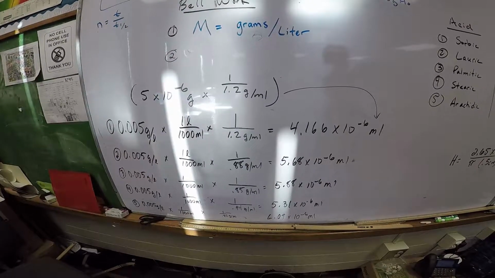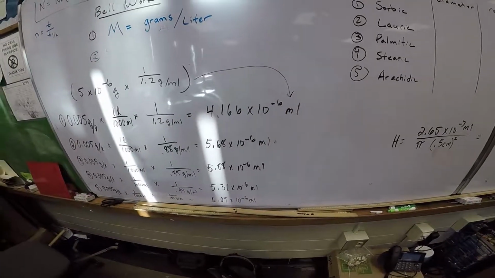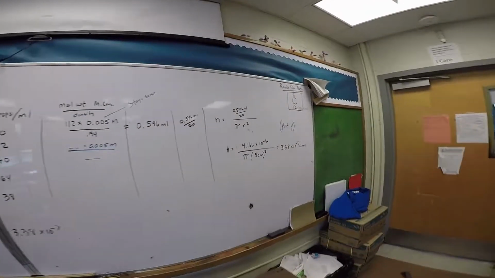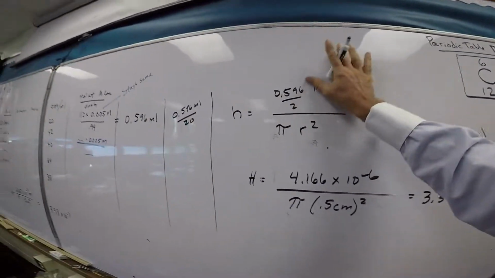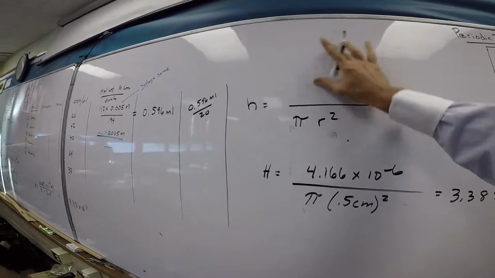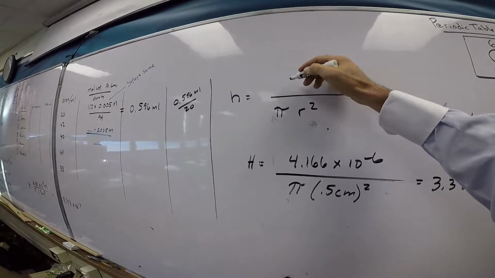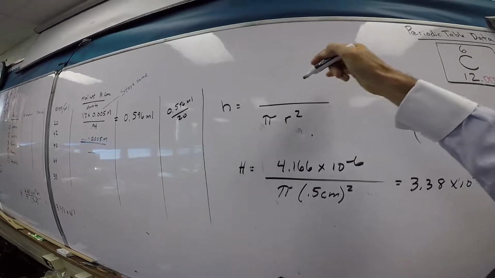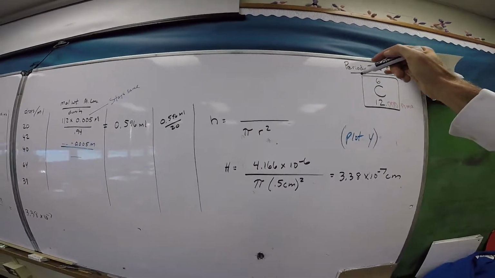Okay, so we've calculated the volume for the first set of data that we need to calculate the height. So the volume is right here. This is where the volume goes. And it has to be in milliliters or centimeter cubed because the radius is going to be in centimeters squared, and you'll end up with a height in centimeters.